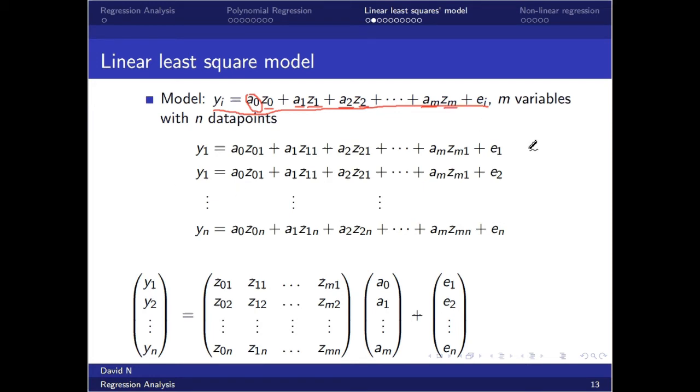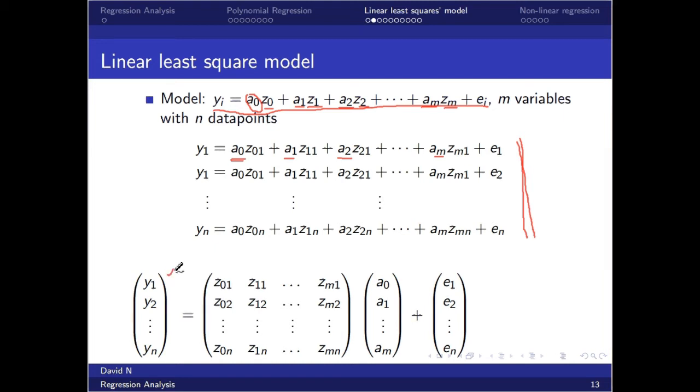Here we have m plus 1 equations with m plus 1 unknown model coefficients going from a0, a1, a2 until am. Hence we have m plus 1 model coefficients and we have m plus 1 equations. These equations can be written in a matrix form as shown here.